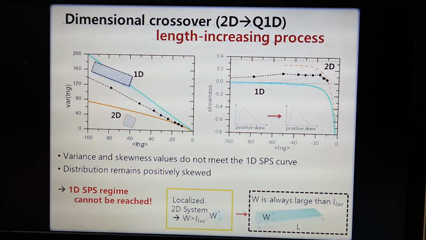And this can be simply understood by the following explanation. Since we start from the 2D graphene that is already localized, the width of the graphene is much larger than the localization length. So for the W by L graphene nanoribbons, which are obtained by increasing the length of this graphene, the width is always very large as compared to the localization length. Since the width is too large to be considered as a 1D system, these results cannot be explained by the 1D localization theory.